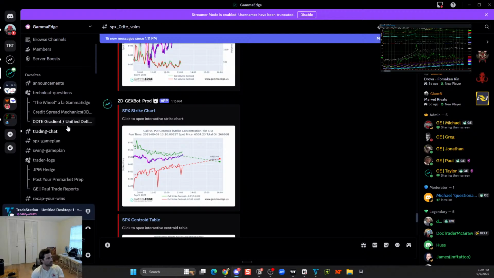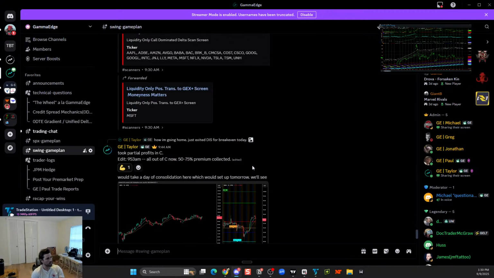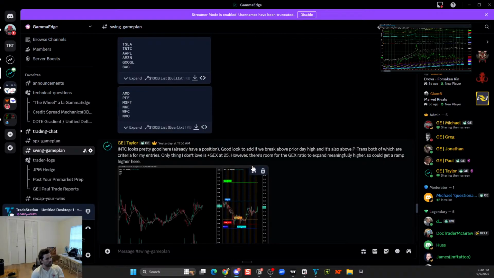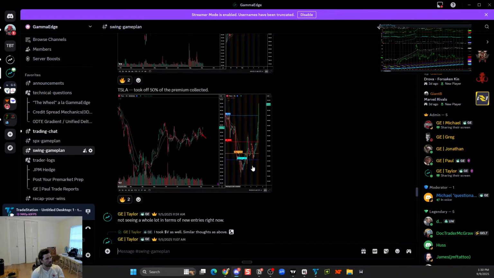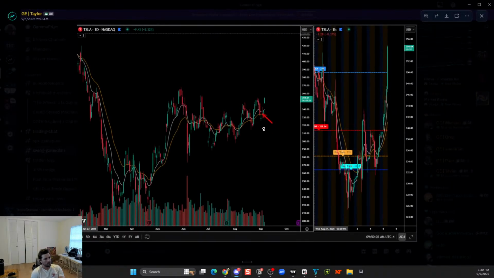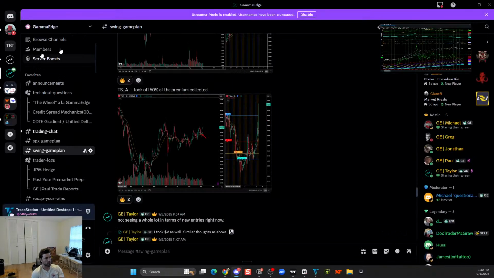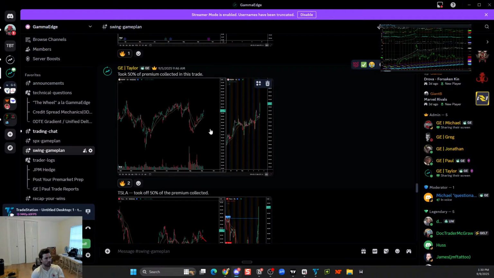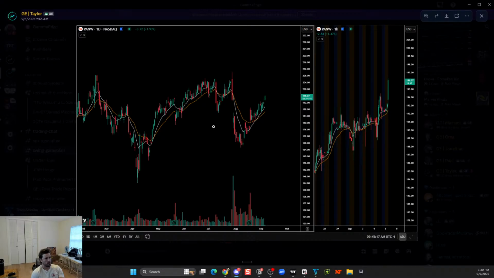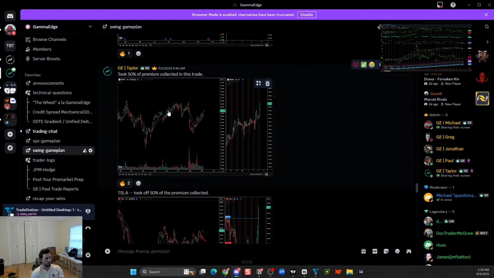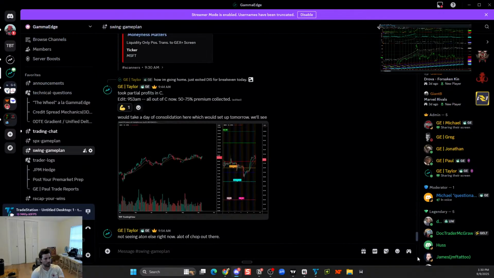What else did I do? Tesla, same thing, right? Forming a bottom there. It's maybe hard to see, but you guys can look at it in the Discord. Above P-Trans, so took that trade, nice move higher. What else is there? Palo Alto Networks last week, same. It's very simple, right? Just one setup, that's all you need. Just execute over and over again.